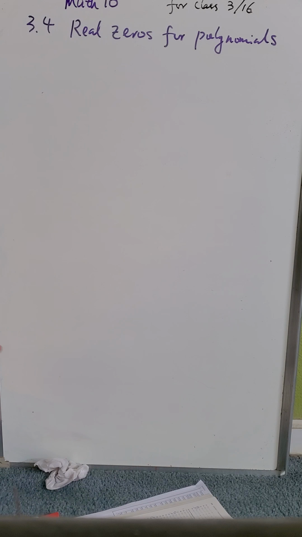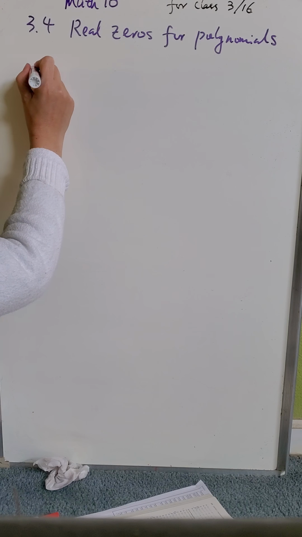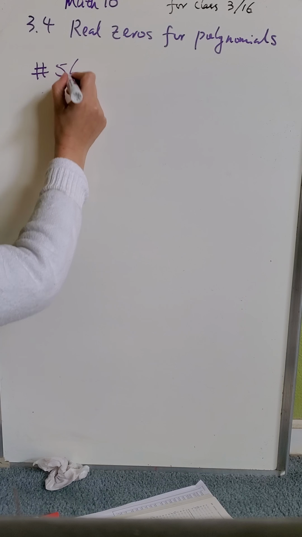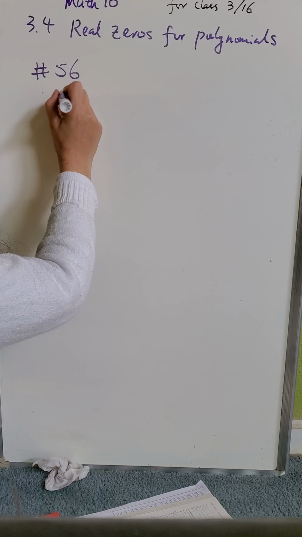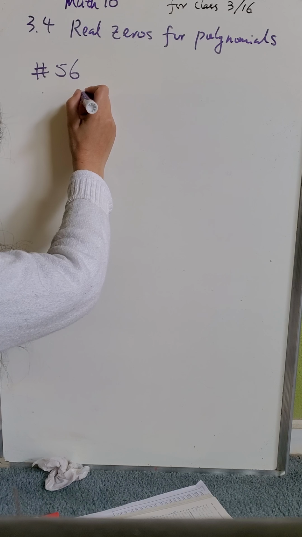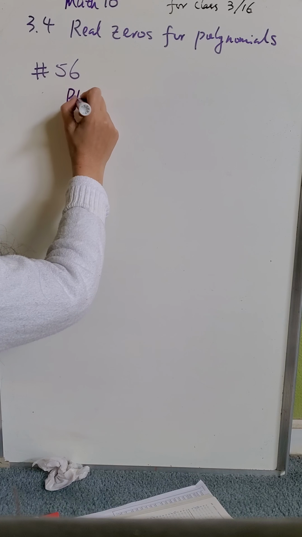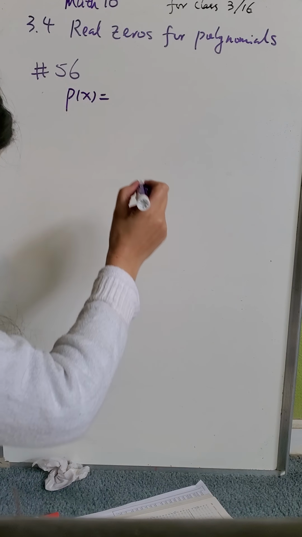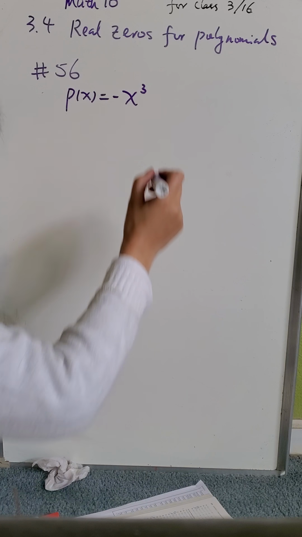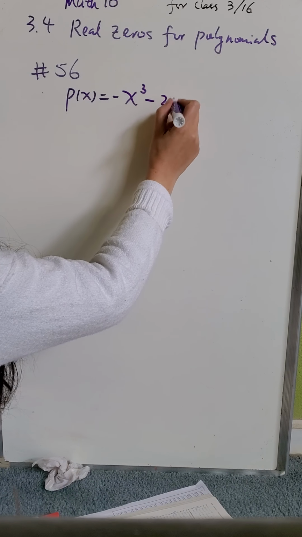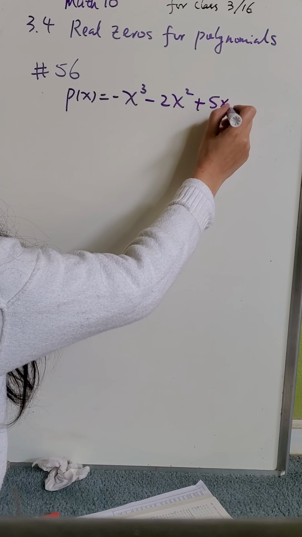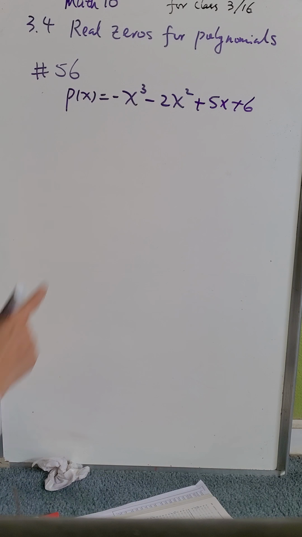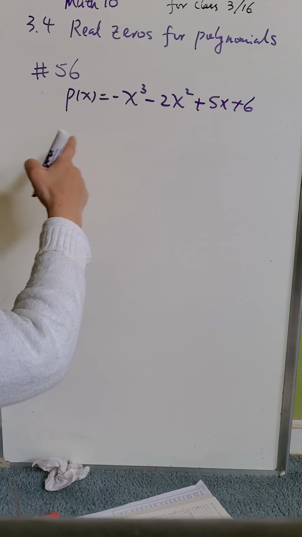The last point in this session is number 15.6. We learn how to graph. They want you to do a couple of things here. So let me write the polynomial first. P of x equals negative x cubed minus 2x squared plus 5x plus 6. First, they want to find all the solutions and then use that to graph.